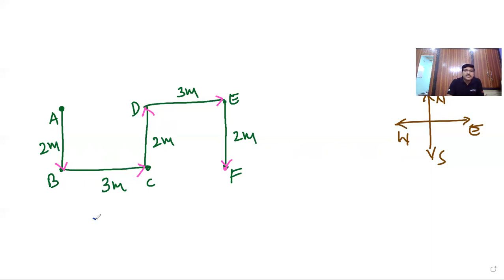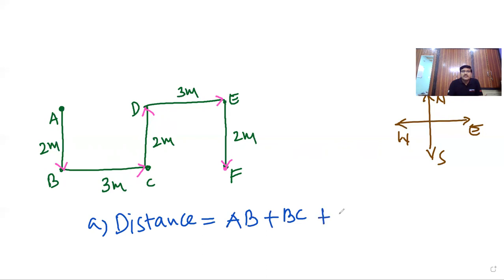So first one he needs distance. So distance is what? Simple. Path length. A to B, B to C, C to D, D to E, E to F. Simple path length. Addition. Because it is a scalar quantity, no direction, no sign. So simply AB path plus BC plus CD plus DE plus EF.